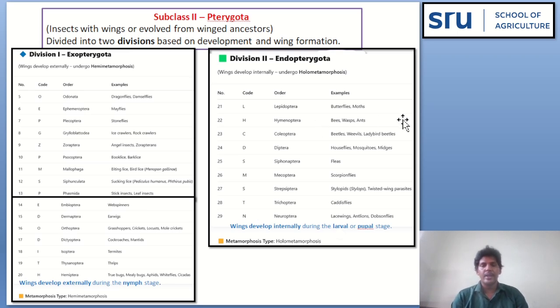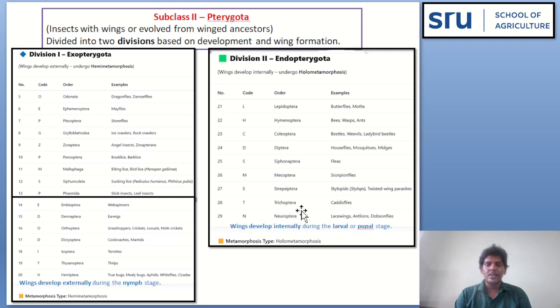Example is butterfly and moths. H means Hymenoptera, example bees, wasps, ants. C means Coleoptera, example beetles and weevils. D means Diptera, example is houseflies, mosquitoes, midges, syrphid flies, etc. S means Siphonoptera, example is fleas. M means Mecoptera, example is scorpion fly. S means Strepsiptera, example is stylopids.